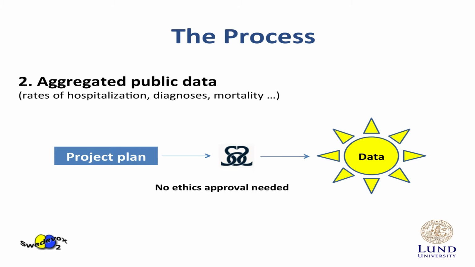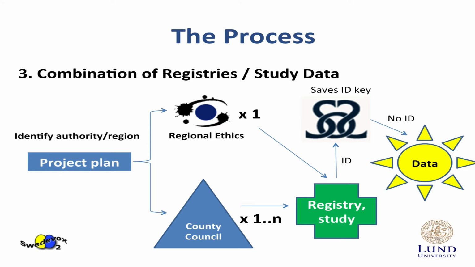A simpler case, you only want to get aggregated data from a registry or from a governmental registry. Then it's no problem actually, because that is not considered an ethical issue. So you can go directly to the source. In most cases, for the government, this is the Board of Health and Welfare. And they give you the data, and you pay for the statistician hours that they used. Fairly cheap. No ethics needed. This is great. Almost too good to be true.